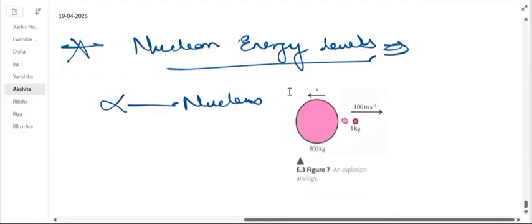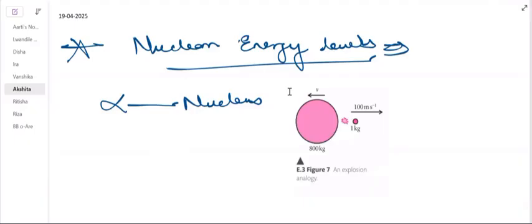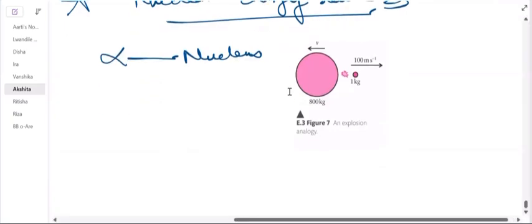So when an alpha particle is released from the nucleus, it becomes like an explosion and it releases small particles from the bigger one. And the amount of energy released during these explosions is calculated as the kinetic energy.